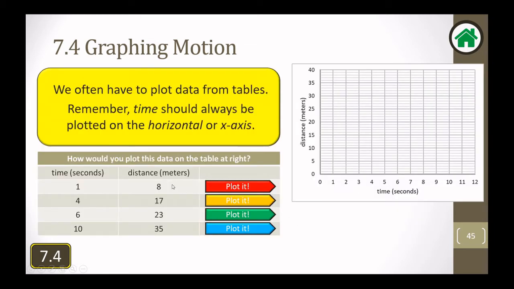Now, sometimes we'll be given information on a table and we have to plot that information onto a graph. So, for example, on this table, we see that an object is moving, its distance is changing. We're given several different times and the distance that the object has traveled after each amount of time. So we will plot those points on the graph and see if we can get any additional information about the object's movement. We'll start with 1 second and 8 meters.